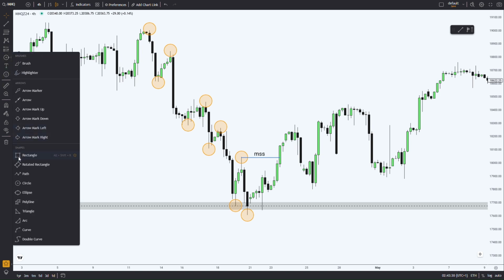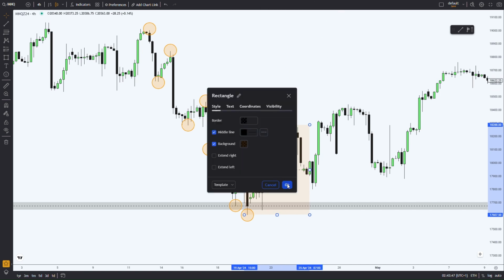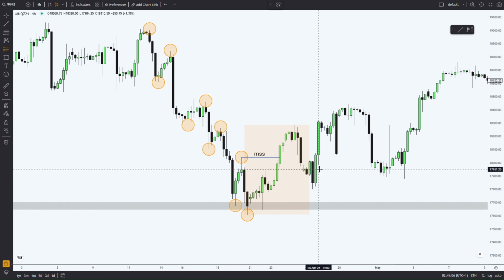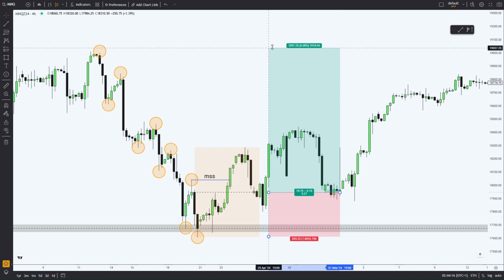Okay, let me draw something here. We mark the range that happened, the range that made the market structure shift. It starts from here to here. And we have the middle line of the range that made the market structure shift. This is the middle line. We wait for price to drop below the mid-range, and we become a buyer then. How? Enter at this place. This is our protection, and this is our take profit.